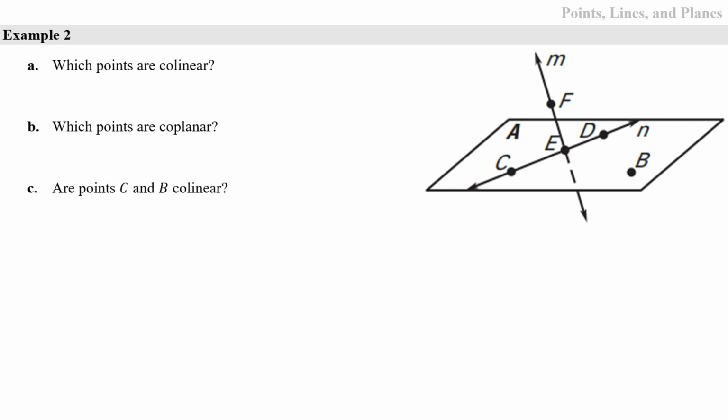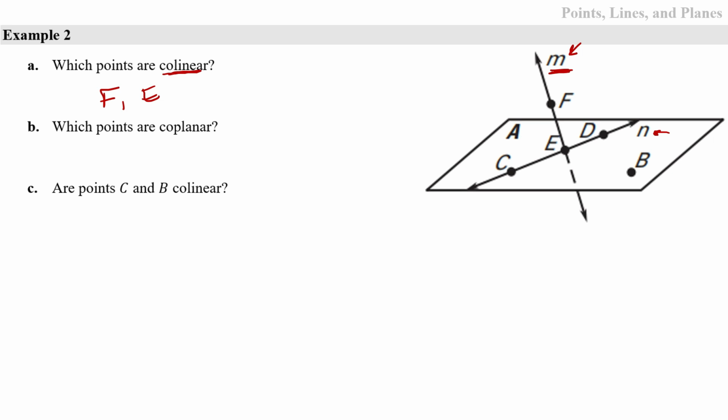So on example number 2, it says, which points are collinear? Once again, collinear means on the same line. Okay. So it depends on which line you want to look at. If you look at line M, then you can kind of say F and E are collinear. And if you look at line N, then there's 3 points that are collinear, C, E, and D. Let's just go ahead and do one of them. I'm going to do line M. So we can say F and E are collinear.